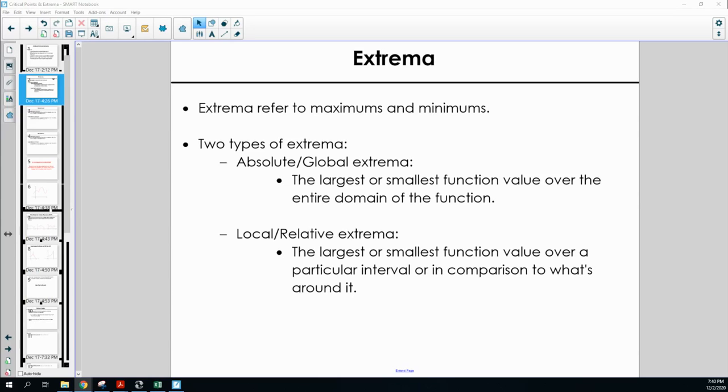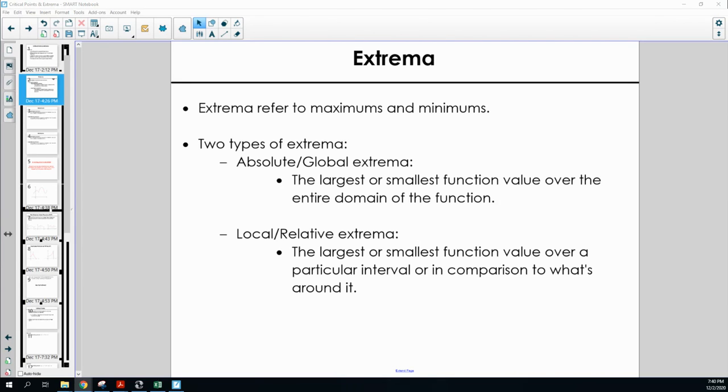In this lesson, we're going to talk about extrema and critical points. So first, we're going to focus on extrema. Extrema refer to maximums and minimums on a graph of your function. There are two types of extrema that we have: absolute or global extrema, and local or relative extrema. So they go by both names.